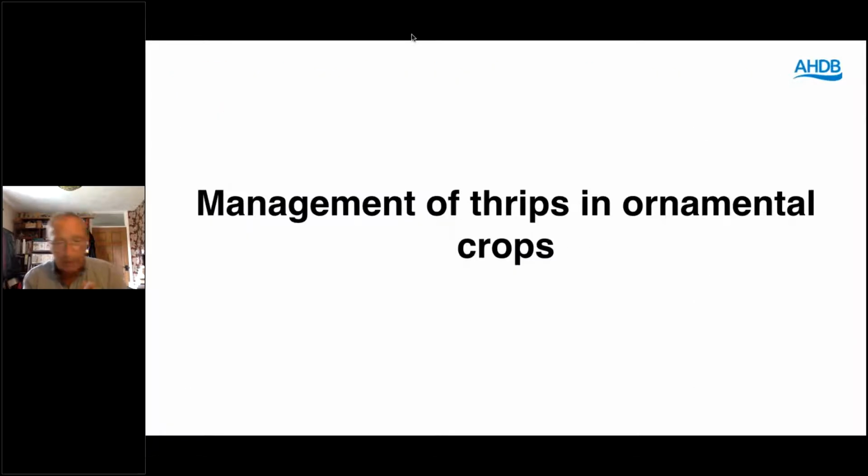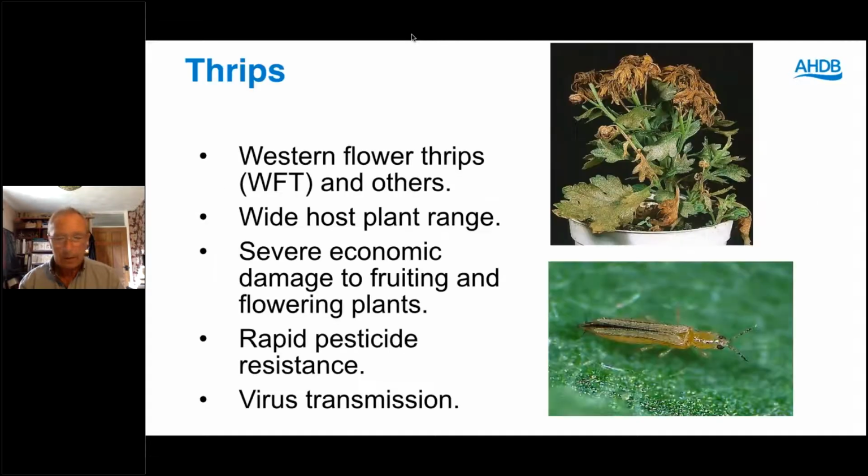Okay, running through rapidly, looking at thrips, same layout. So we're going to look at the different pest species, the biologicals, and then wrap up with the chemicals. So Western flower thrips, WFT, was originally a notifiable pest, back in 1986. It's now the most common thrips species that we have on any crop, indoors or outdoors.